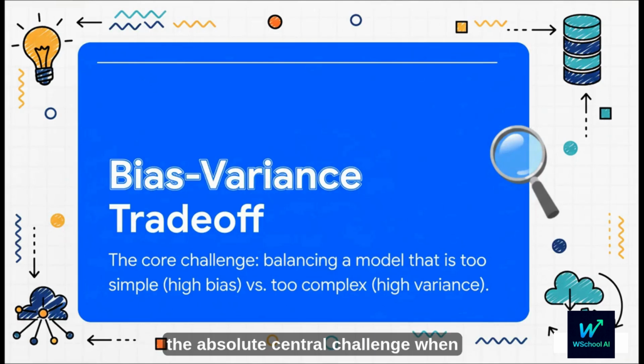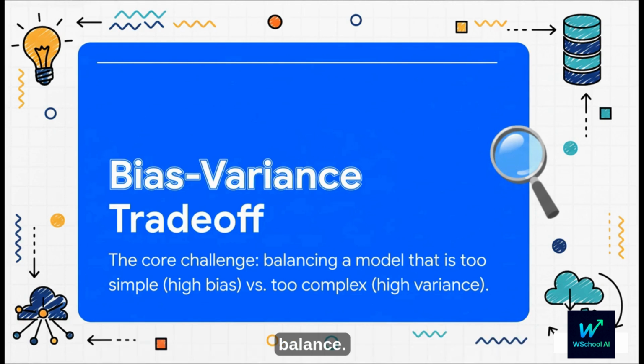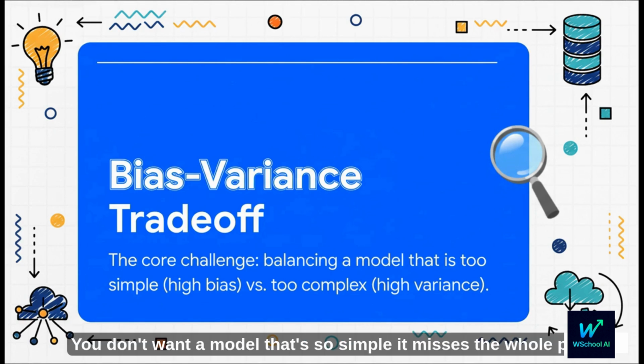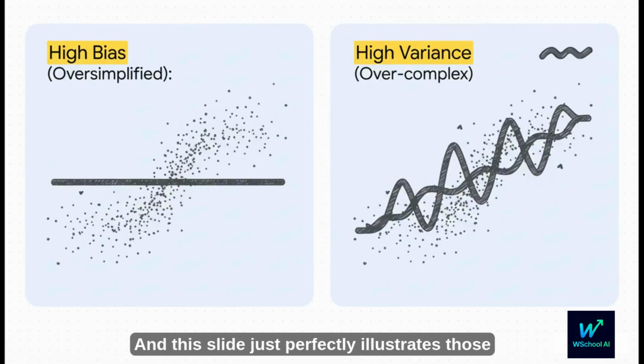Now, the absolute central challenge when you're training any model is navigating something called the bias-variance trade-off. The best way to think about it is trying to find the perfect balance. You don't want a model that's so simple it misses the whole point, but you also don't want one that's so ridiculously complex that it just gets lost in all the random noise. And this slide just perfectly illustrates those 2 extremes.